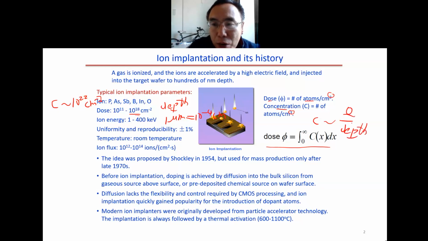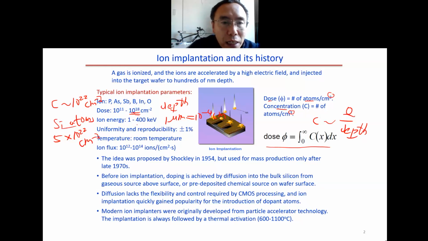In reality, we have the Gaussian distribution. But roughly, if we do the dose over depth rather than the Gaussian distribution, we get this number. You can see this is a very, very high number. For silicon atoms, the number density is 5 times 10 to the power 22. So you can see the ion implantation dose can be much higher, even comparable to the silicon atoms concentration. So there's a very, very high concentration.